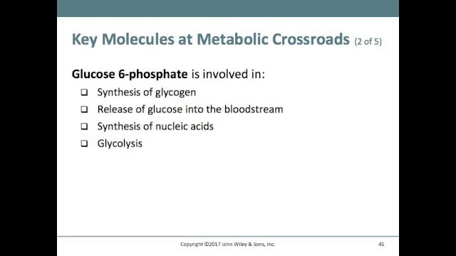Regarding the release of glucose into the bloodstream, if the enzyme glucose phosphatase is present and active, glucose 6-phosphate can be dephosphorylated to glucose. Once glucose is released from the phosphate group, it can leave the cell and enter the bloodstream. Hepatocytes are the main cells that provide glucose to the bloodstream in this way.